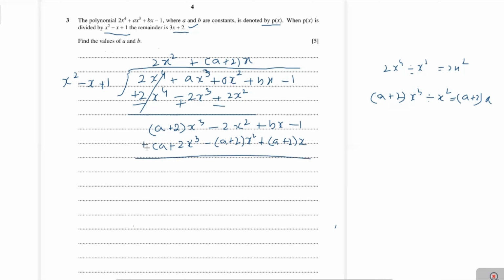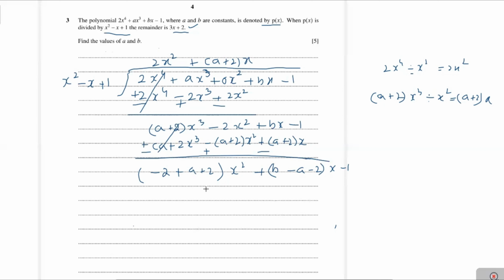Now we subtract these values. The sign of the below expression will be changed. That value you see here is equal to minus 2 plus a plus 2 into x squared, and that expression plus b minus a minus 2 into x minus 1.